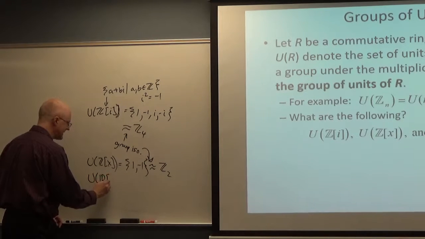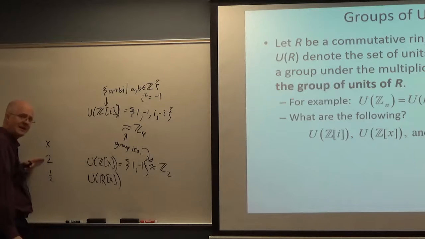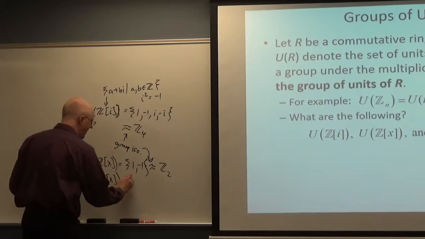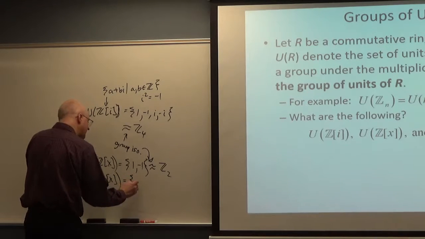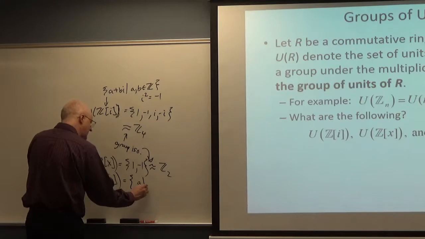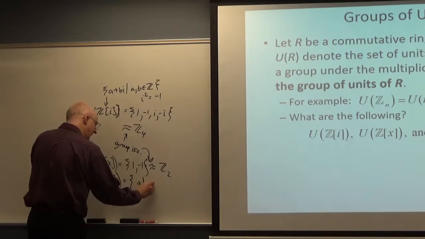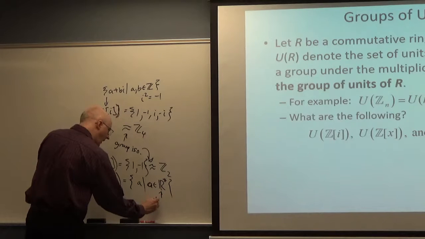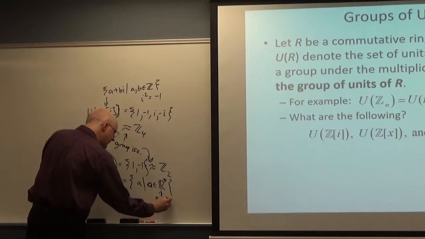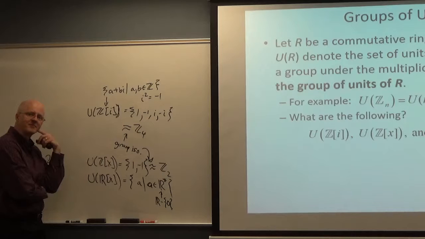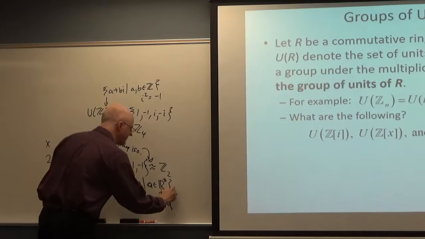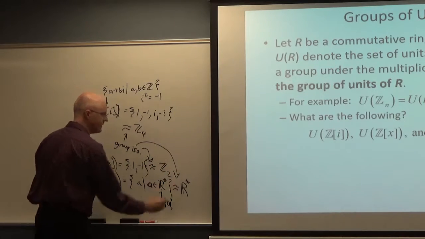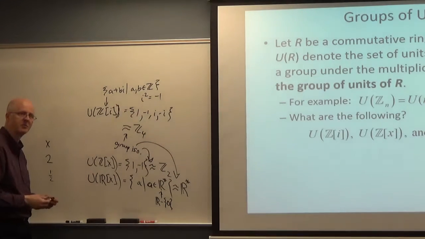U of R[x], however, is an infinite set. 2 as a constant polynomial does have a multiplicative inverse, 1/2. This would be all constant polynomials that are non-zero. That would be R star, that's R take away 0. And in fact, this would be isomorphic to R star. That's a group isomorphism too. But it's an infinite group.